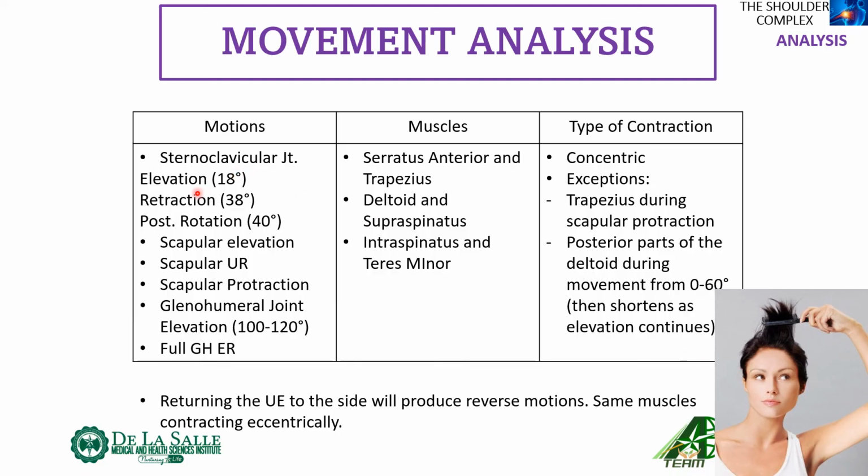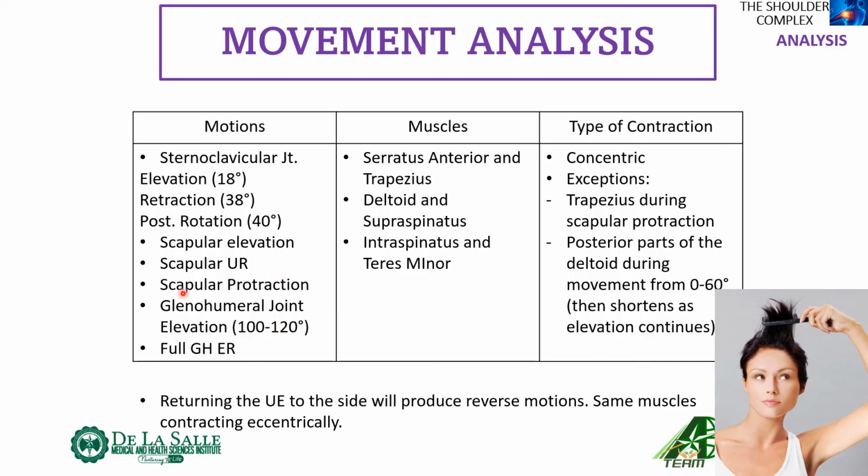So at the level of the sternoclavicular joint, there should be elevation of the clavicle and posterior rotation of the clavicle. For the retraction, since you have to put your hand behind your back, please try to do the movement. You will feel that your clavicle is actually retracting for you to put your hands behind your head. For the scapula, that includes your acromioclavicular joint and your scapulothoracic joint, there is elevation and upward rotation of the scapula and scapular protraction.